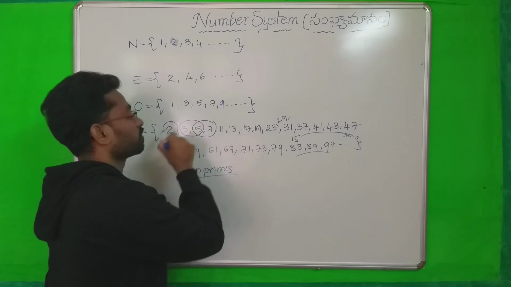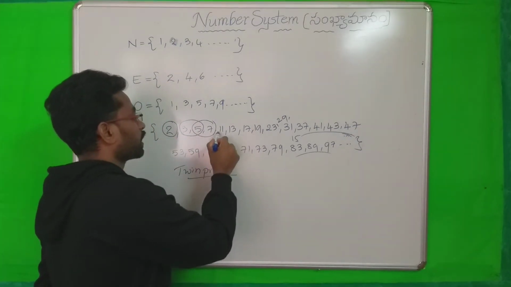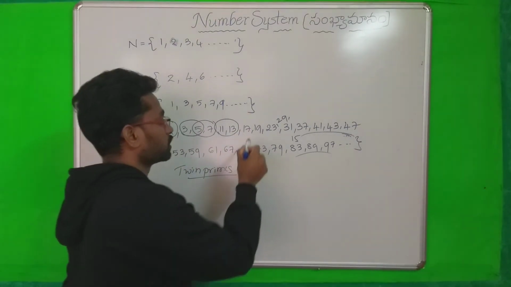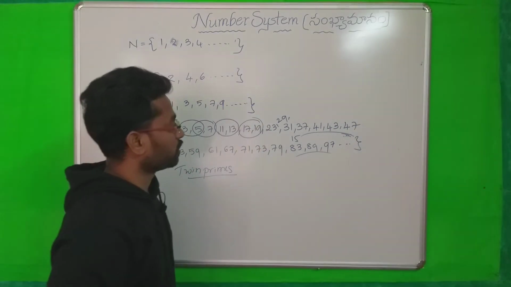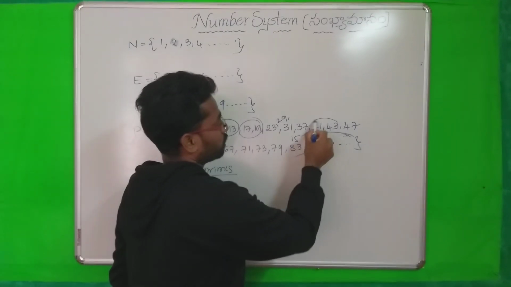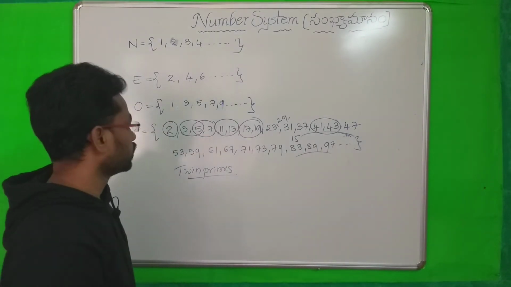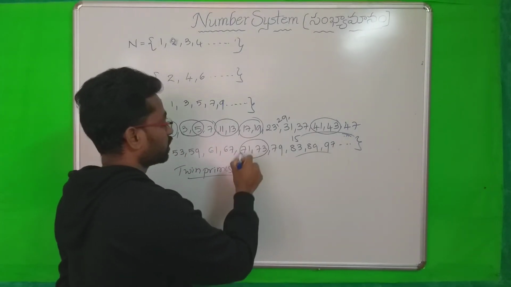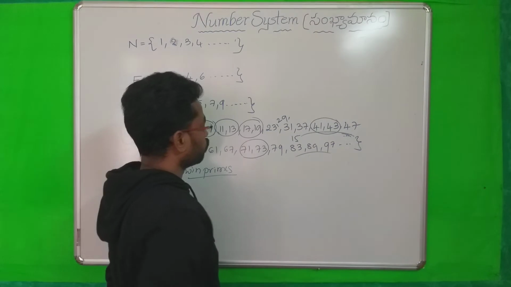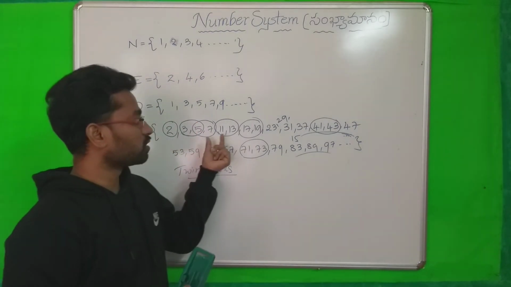And 5 and 7 are also twin primes. And 11 and 13 are twin primes. 17 and 19 are twin primes. Next, 41 and 43. Okay, so like that, here 71 and 73, and no others. So these are called twin primes.